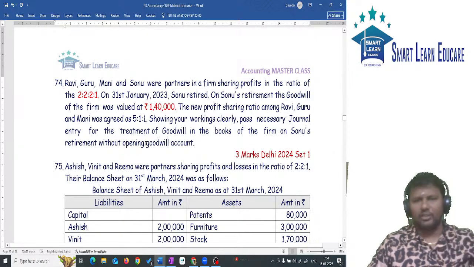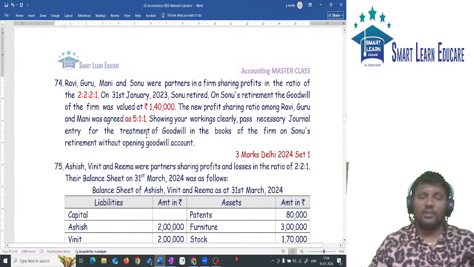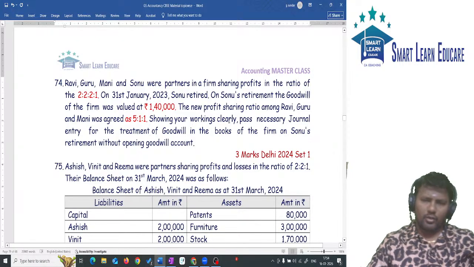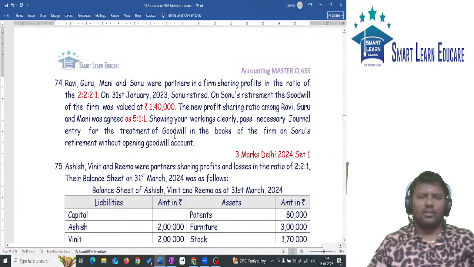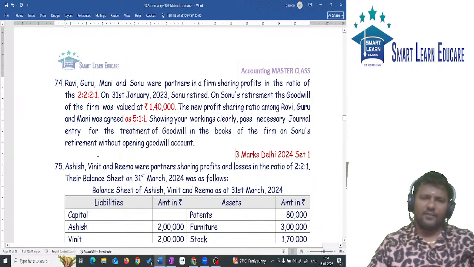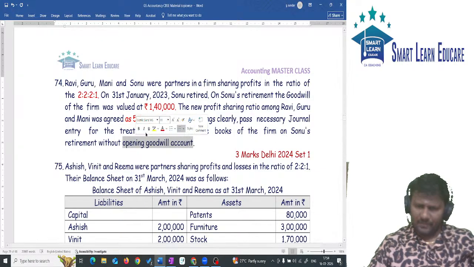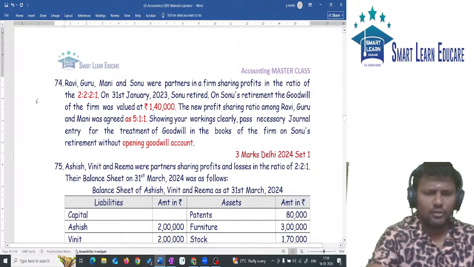1,40,000. The new profit sharing ratio among Ravi, Guru, Mani was agreed as 5:1:1. Already we have the old ratio 2:2:1. Now we have a new ratio of 5:1:1. Show your workings clearly for passing the journal entry for treatment of goodwill in the books of the firm on retirement of S without opening goodwill account. It means they are asking us to pass the memorandum method, the net entry. So first go through this question.